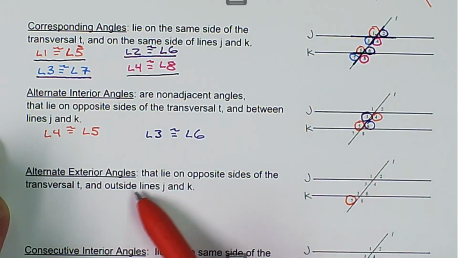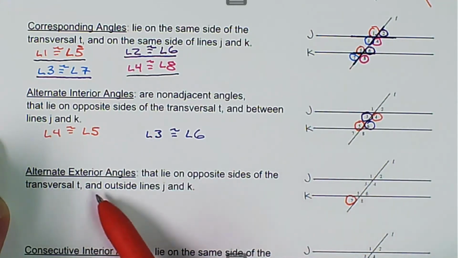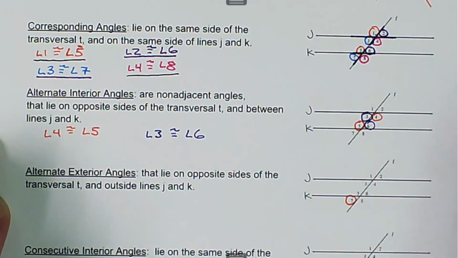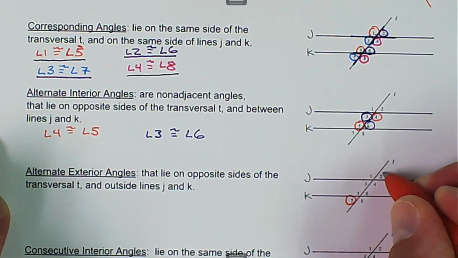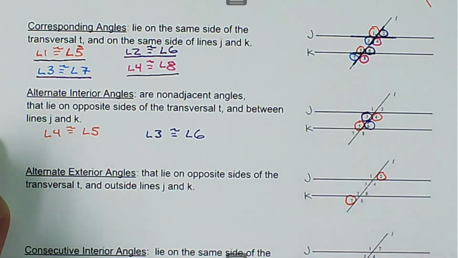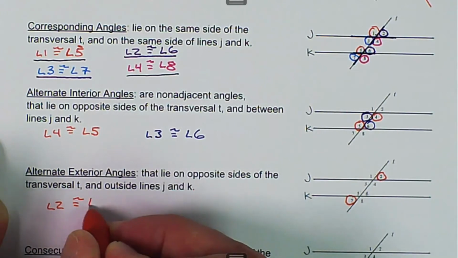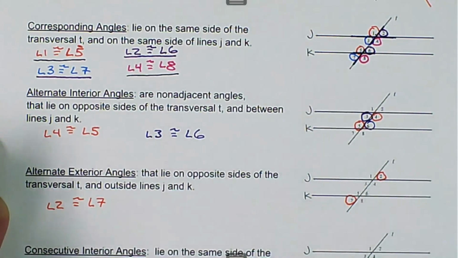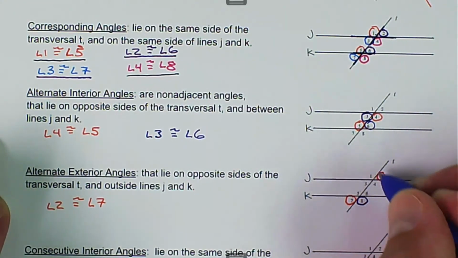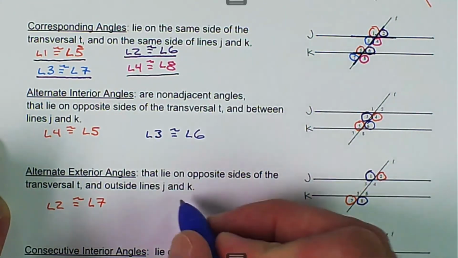And they are opposite sides of the transversal and outside lines J and K. These also have to be non-adjacent. So as we're looking at here, it has to be angle 7 and angle 2. Angle 2 is congruent to angle 7. And then we also have another pair of alternate exterior, and that is angle 8 and angle 1.